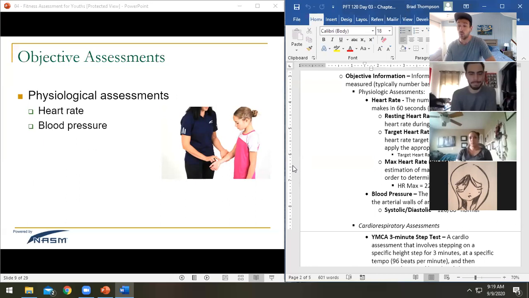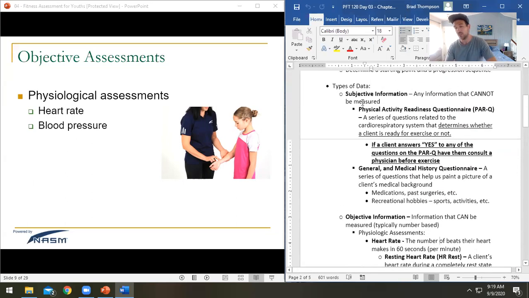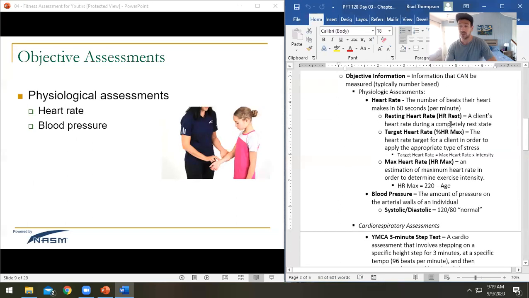So what are the physiologic assessments? Our physiologic assessments are going to be things like your heart rate and blood pressure. Now you'll notice we are starting off with this. This is a great place to start because you just finished doing all of your subjective information. So you're probably at a desk, your client's already sitting down, and one of the physiologic assessments that we're going to gather is the resting heart rate, right?